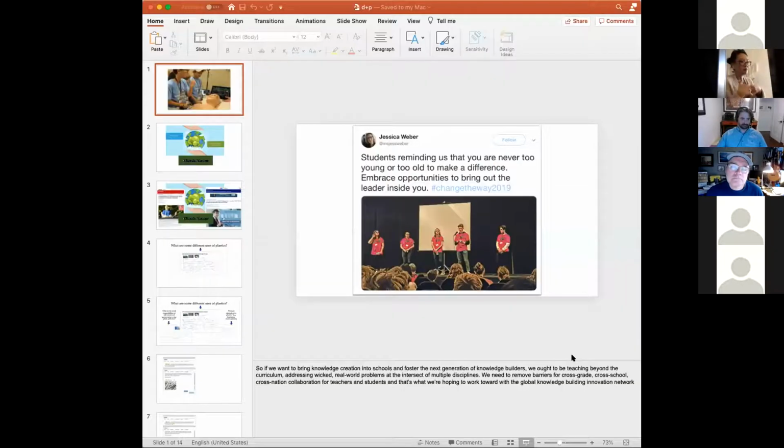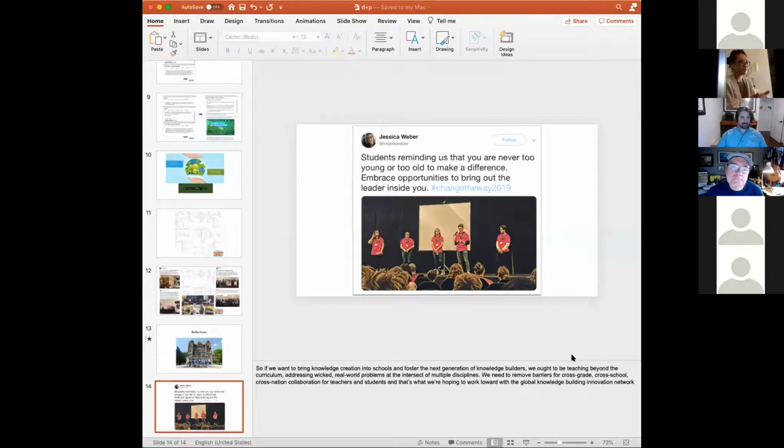That if we want to bring knowledge creation into schools and foster the next generation of knowledge builders, we ought to be teaching beyond the curriculum, right? We have to be finding these big ideas at the intersect of different disciplines, working with different organizations, working with different communities. And as educators and researchers, we really need to be breaking barriers that have existed traditionally in schools that prevent cross-grade, cross-school, cross-nation collaboration. And that's what we're hoping to work toward with the Global Knowledge Building Innovation Network.